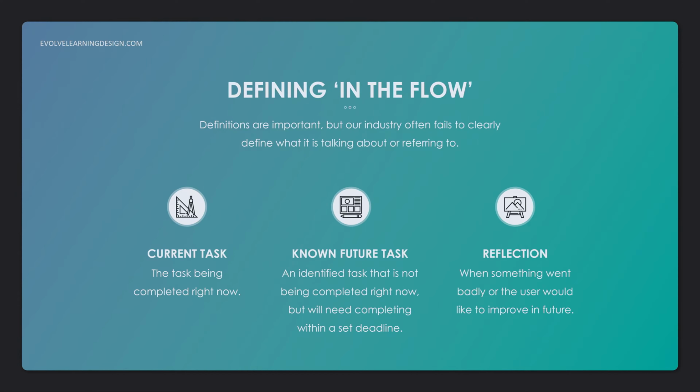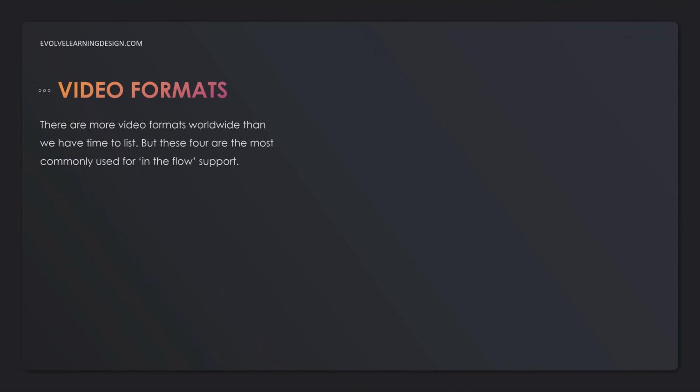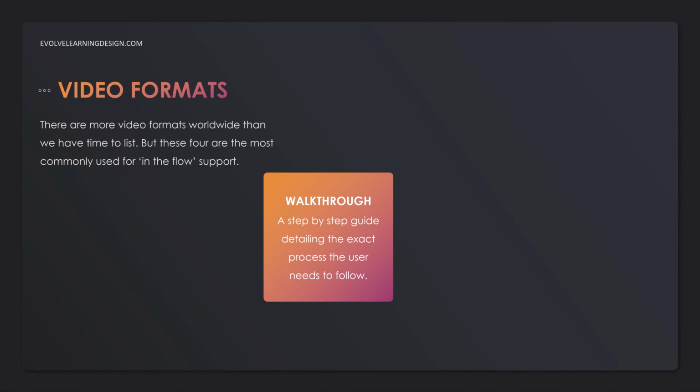So next up, now that we've defined those three situations where in the flow learning makes sense, let's take a look at video formats. Now, there are 1,000,001 video formats out there, but what I've tried to do here is narrow it down to the 4 that I most regularly include in the flow situations. The first, and probably the most obvious, are walkthroughs. Step-by-step guides detailing the exact process the user needs to follow. Ideal for those with an imminent task pending completion, something they need help with right now.